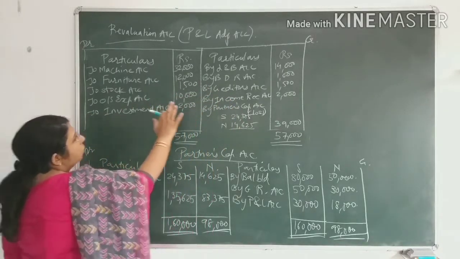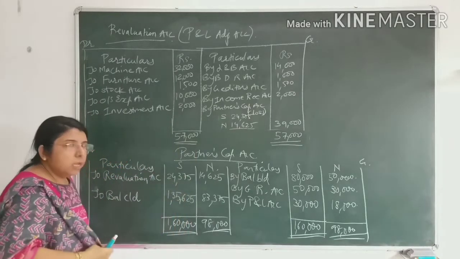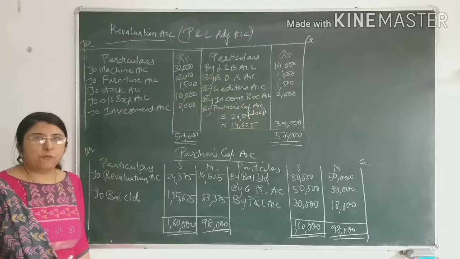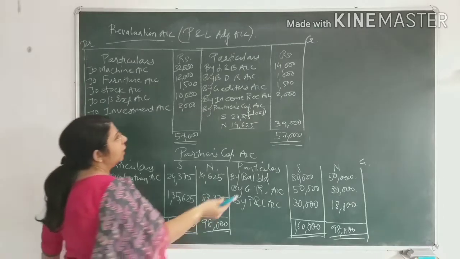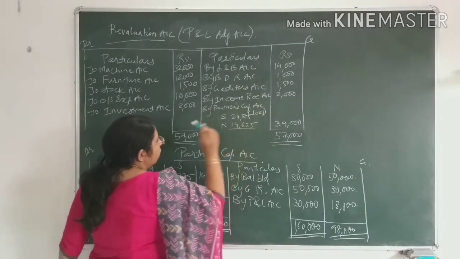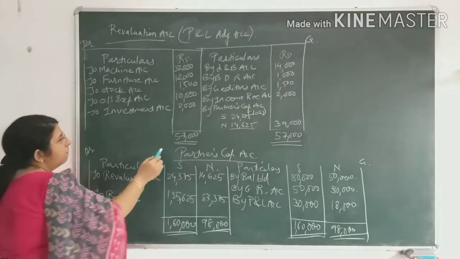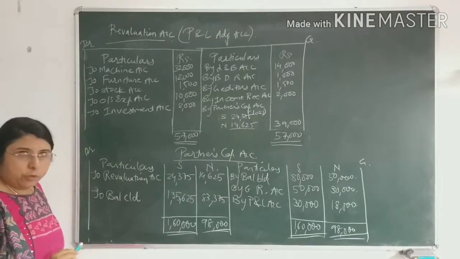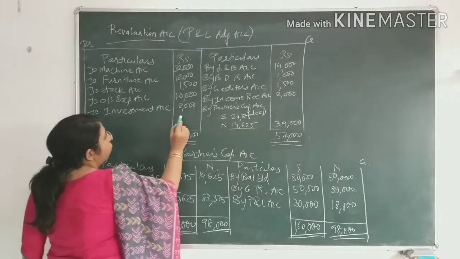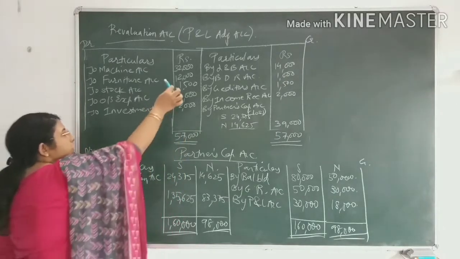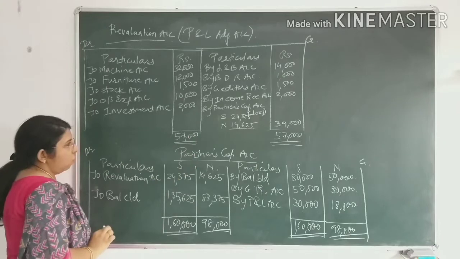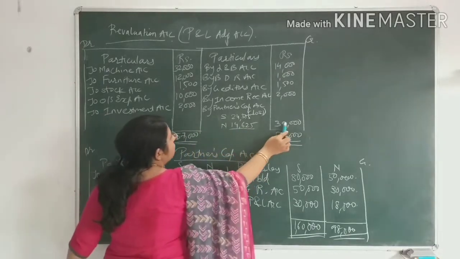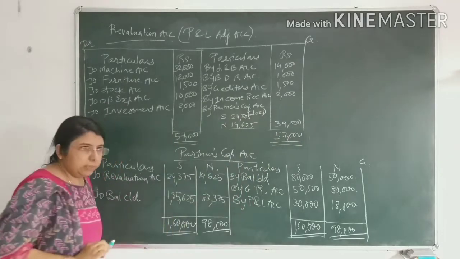Now we have studied the posting of all the journal entries in the revaluation account. Now we will find the difference, that is profit or loss. You know very well, if the total of the credit side comes more compared to the total of the debit side, then it is called profit. It means the difference would come on the debit side. And if the total of the debit side comes more compared to the total of the credit side, then loss would occur, that would be written on the credit side.